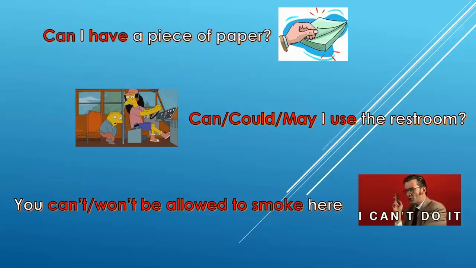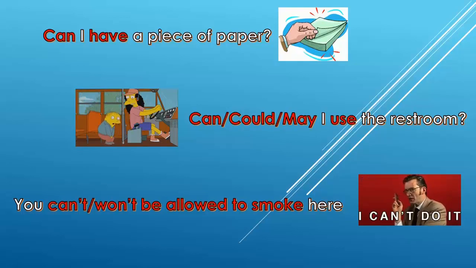Notice these examples. Can I have a piece of paper? In this sentence, we are asking for permission. Notice that these sentences are written in questions. Can, could, or may I use the restroom? We can use these modal verbs to ask for permission. Notice that we have the verb in the base form.